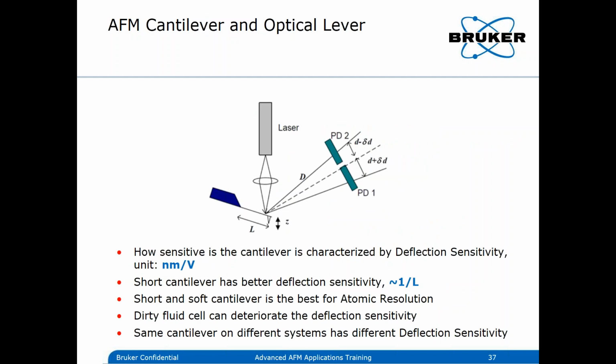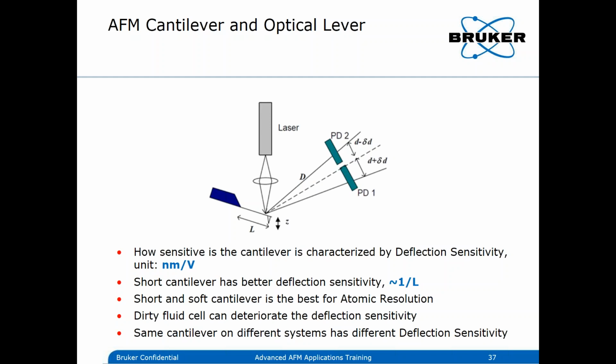Basically, this is about the AFM cantilever and the optical lever. How sensitive the cantilever is, is characterized by the deflection sensitivity. The unit is nanometers per volt. A short cantilever has a better deflection sensitivity, so it's proportional to 1 over the length.